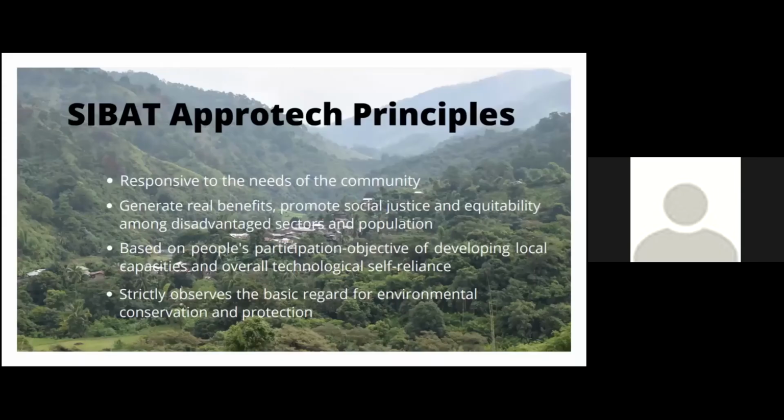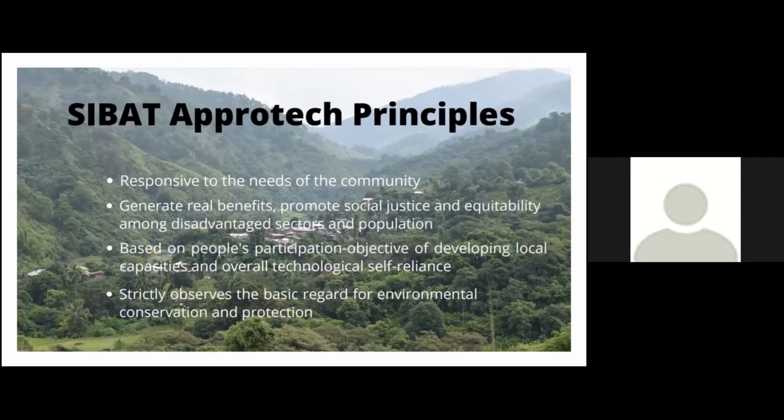So in adhering to promote appropriate technology, SIBAT has the following principles. First, it is responsive to the needs of the community. We design and fabricate according to their needs. Second, generate real benefits, promote social justice and equitability among disadvantaged sectors and population in the country. So the system has benefits such as lighting and power to support agriculture production, and opportunity to own and manage the system.